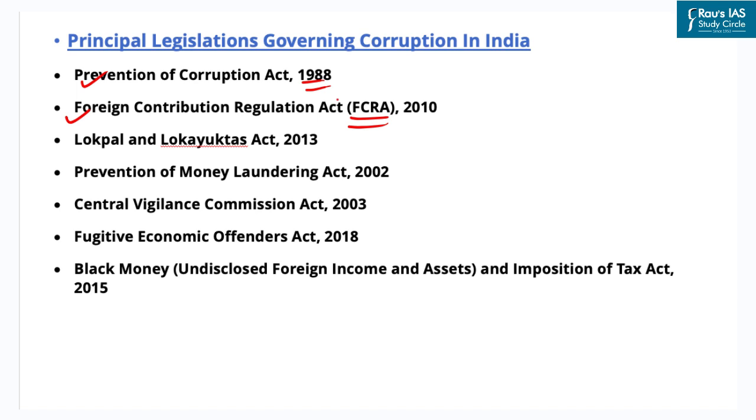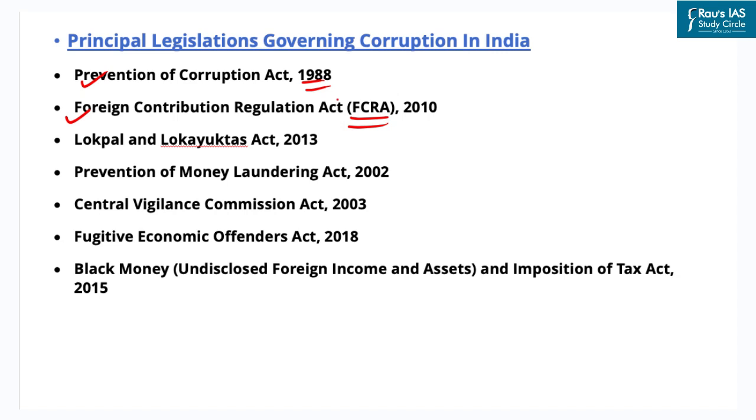And this act aims to prohibit the foreign dealings and regulate the foreign contribution in the country by certain specified persons, which includes judges, government servants, employees of the government, members of the legislature of the state, as well as that of the Parliament.